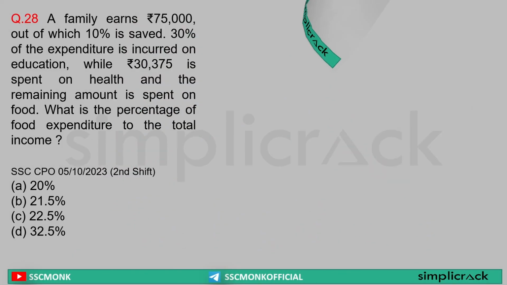Next. A family earns 75,000. Out of this, 10% is saved. 30% of the expenditure is incurred on education, while 30% is spent on health, and the remaining amount is spent on food. What is the percentage of food expenditure on the total? Sir, 75,000 was the earning income. 10% saved means 7,500 is saved. So what is the total expenditure? If I take out the deduction, it will be 67,500. Yes or no? Yes.